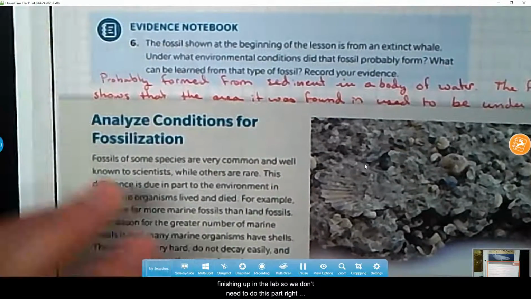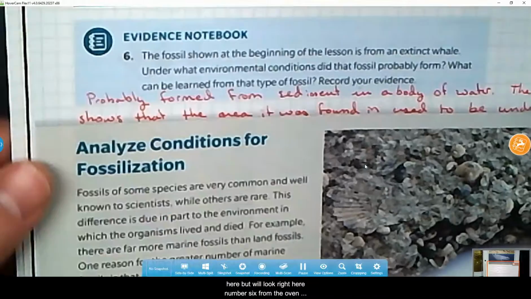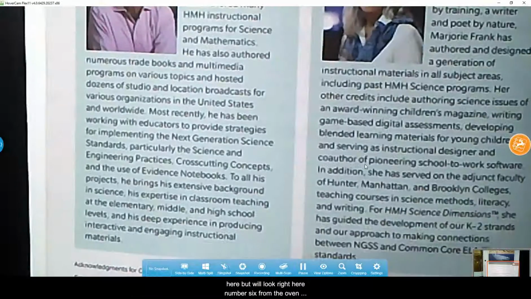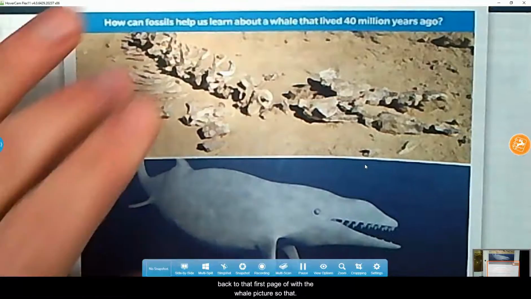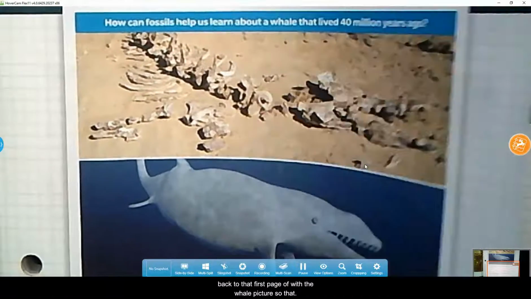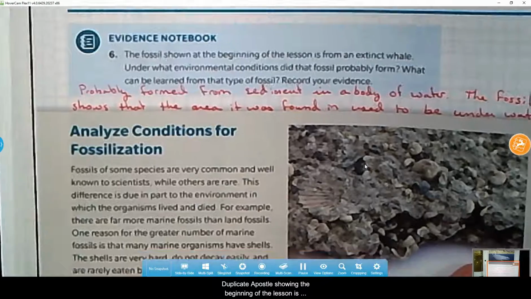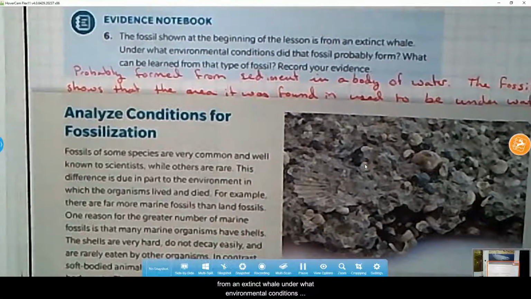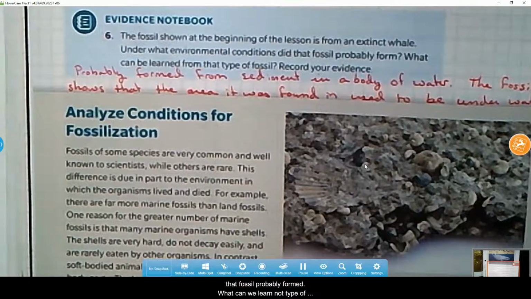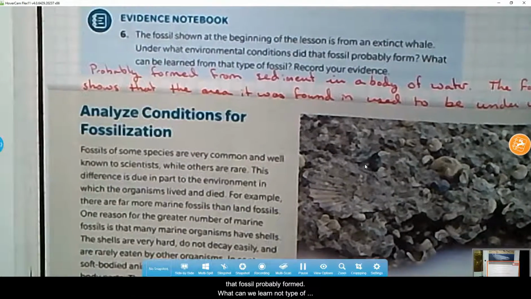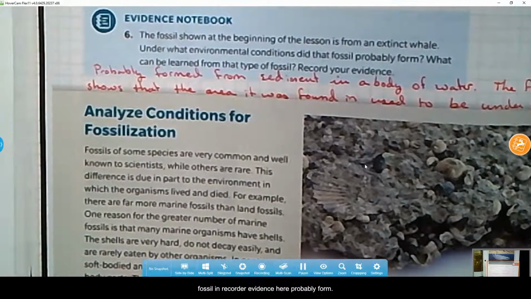Okay, from the evidence notebook. Now remember, our evidence notebook is referring back to that first page with the whale picture, the picture of the whale and the skeleton, that artist's rendition there. So if we look here, the fossil shown at the beginning of the lesson is from an extinct whale. Under what environmental conditions did that fossil probably form? And what can be learned from that type of fossil? And we want to record our evidence here.